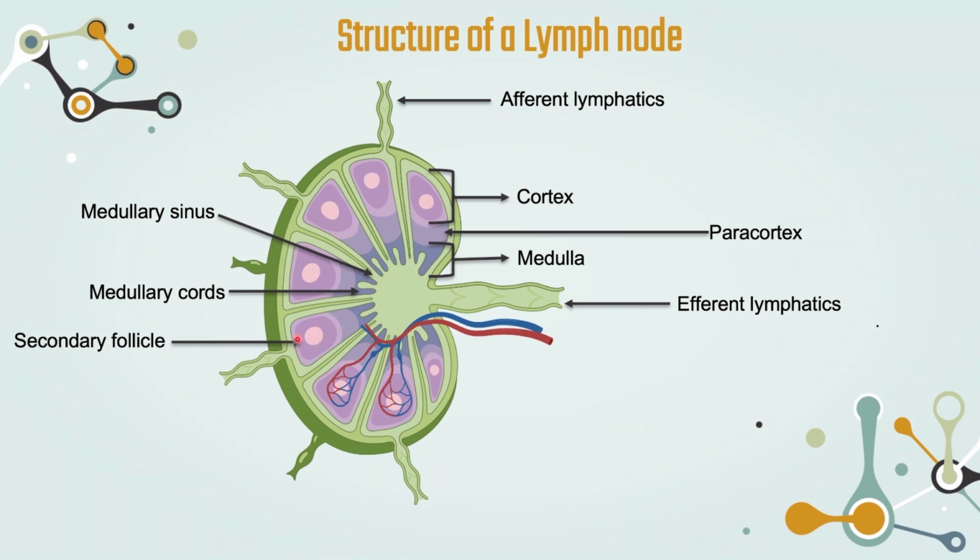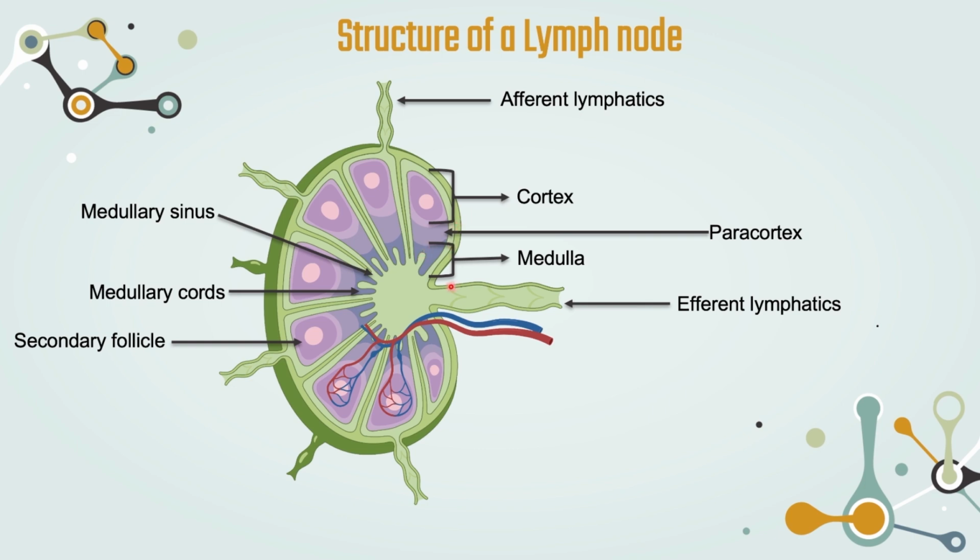So the secondary follicle is super high yield. And in the primary follicle, although there are B lymphocytes, they are naive. The primary follicle houses the naive B cells, but activation occurs in the secondary follicle. Super high yield from an exam point of view. Now, this is the cortex. Follicles are present in the cortex.